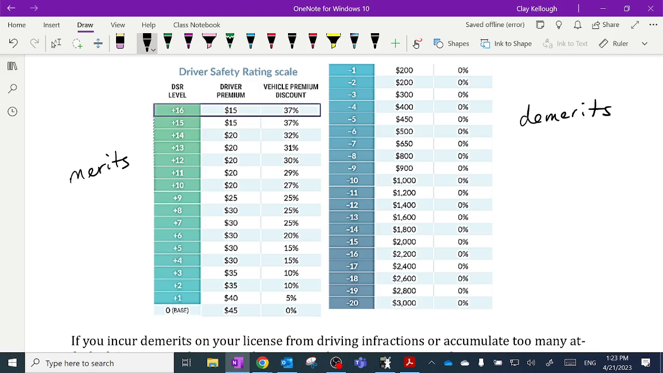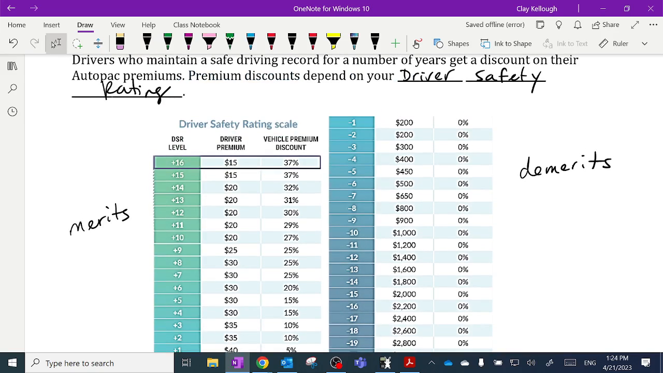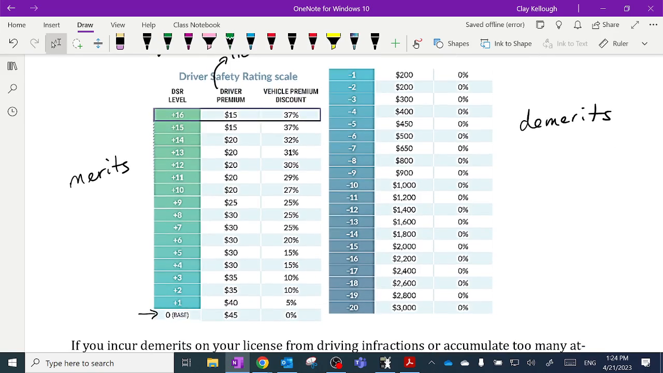Most of you probably have just gotten your license recently, so you're over here at 0. This column here, your driver premium, means how much your license costs. Most of you probably realize, yeah, I just paid $45 for my license because you're at level 0. You don't have any experience yet.